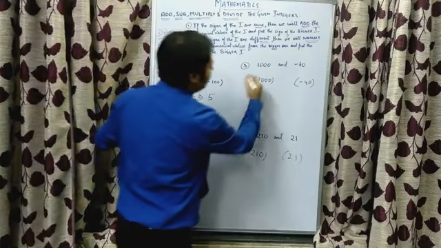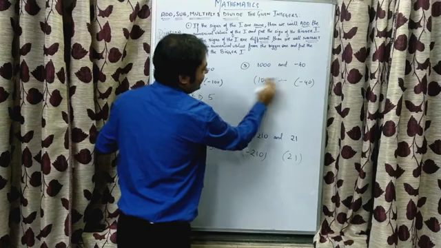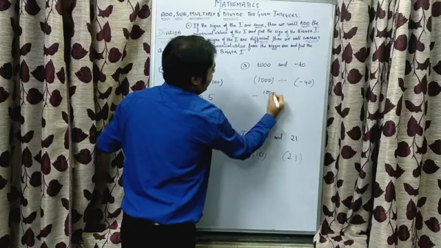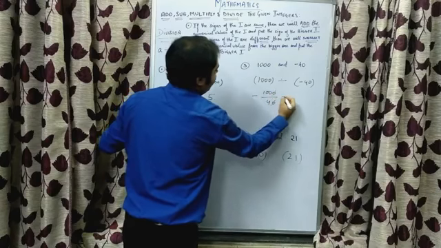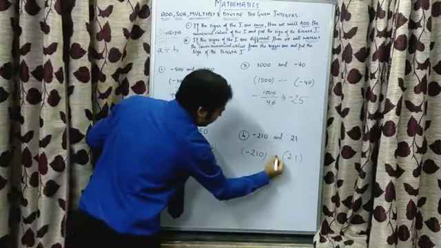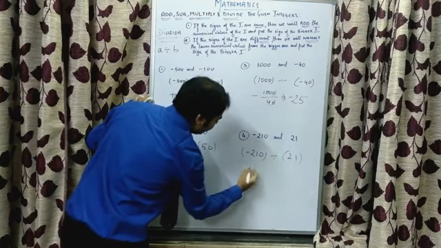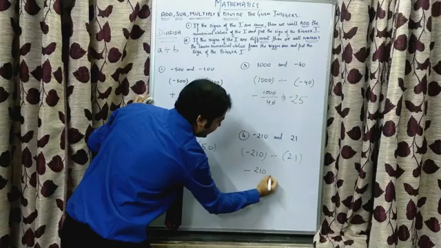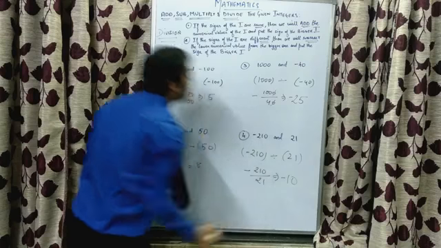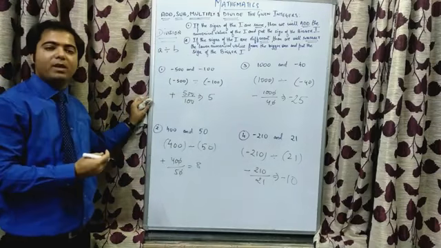Right? Next one, 1000 and minus 40. We need to divide them. Plus divided by minus, answer will always be minus. 1000 divided by 40 will give you minus 25 as your answer. Now here we need to divide again. Minus divided by plus will give you minus. 210 divided by 21 will give you minus 10. So it was all about the four fundamental operations that we need to perform in integers.